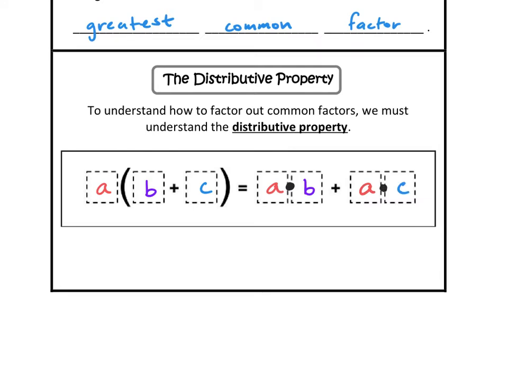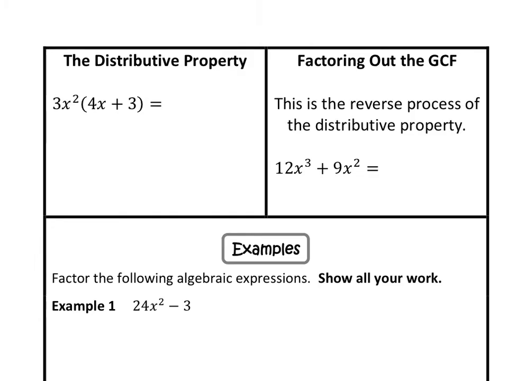So multiplication is happening here. The distributive property just says that if there's a value in front of the parentheses, that value has to be distributed among the values inside the parentheses. Okay? Let's go over to the next page.